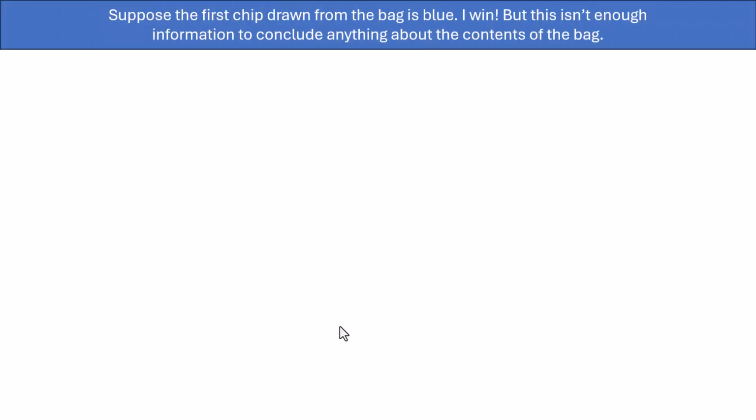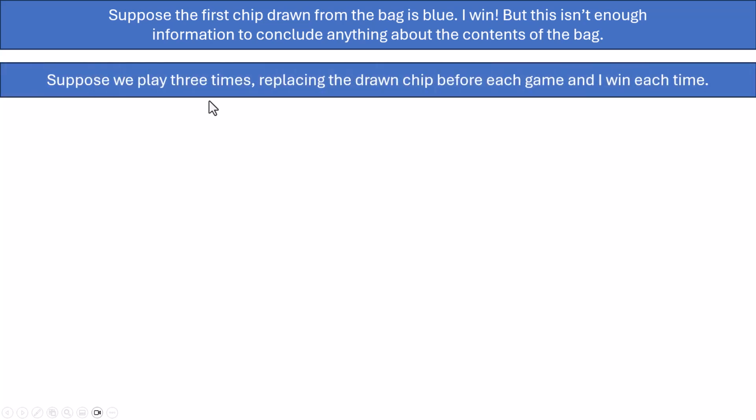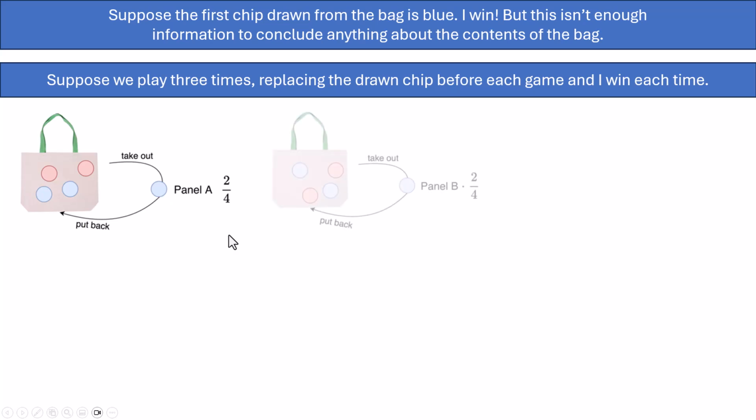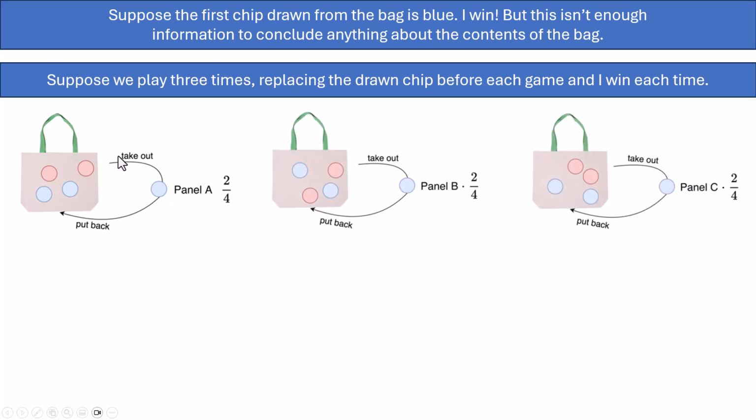Suppose the first chip drawn from the bag is blue, which means I win. But this alone is not enough evidence to conclude anything for certain about the contents of the bag. Suppose we play 3 times, and we replace the drawn chip before each game, and I win each of those 3 times. The first game, I get blue. The second game, I also get blue. And the third game, I get blue. So basically, I have won the game 3 times in a row.